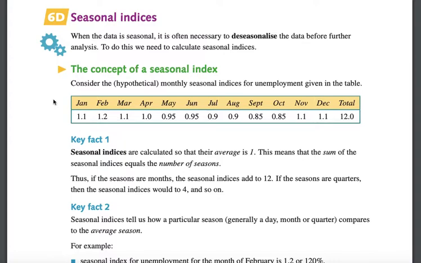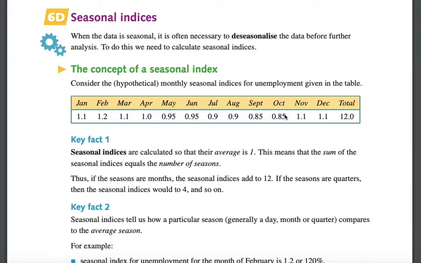So consider the hypothetical monthly seasonal indices for unemployment given in the table. So let's have a look at these numbers. They're all around the 1 mark, aren't they? Sometimes you might see them around the 2. But the one big thing I want you to find out is this total here, because this comes up in seasonal indices questions all the time in exams.